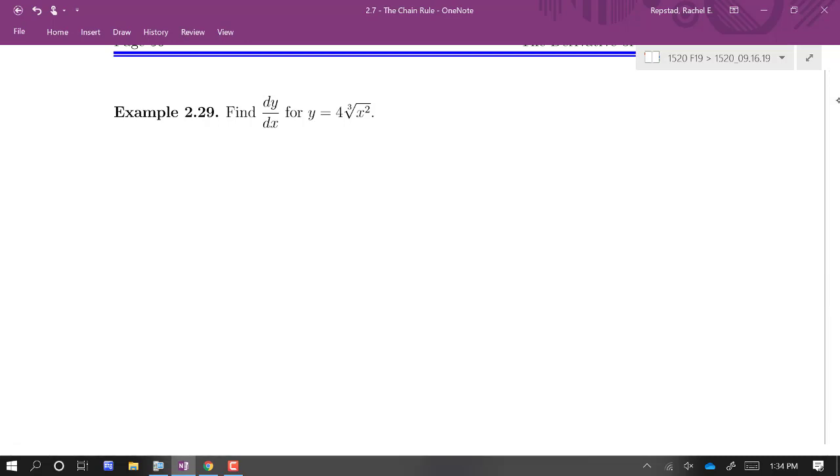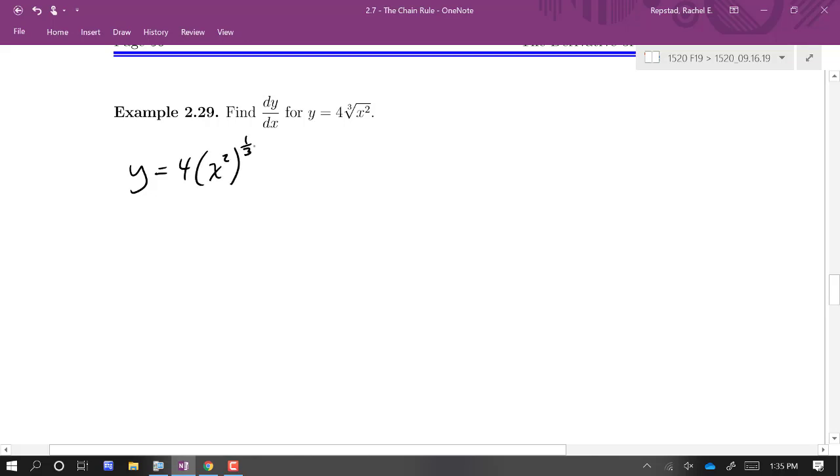There's more than one way we could approach this. I think they all start the same way. Anybody want to have a go at that? What's a helpful way to write this function? So what exponent would that be? Yeah, the cube root is the 1/3, so we could say it's x squared, in parentheses, to the 1/3 power.